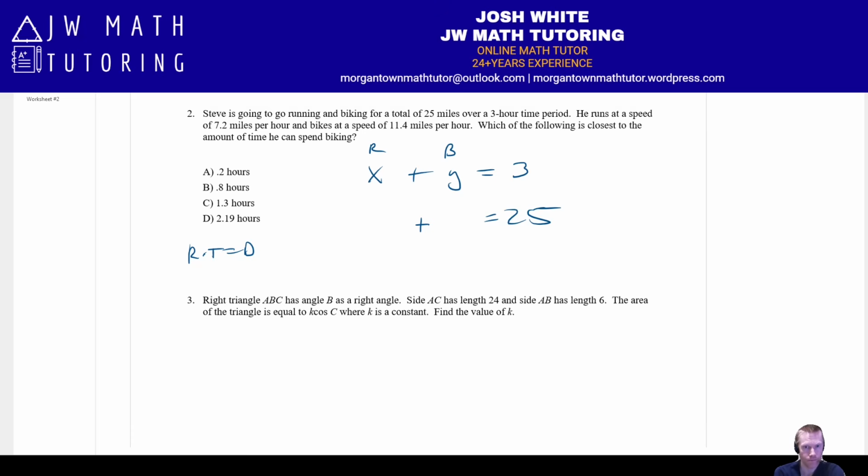Therefore, running 7.2 miles per hour times the amount of time spent running, which we've already said is x, plus 11.4 miles per hour multiplied by y, the amount of time spent biking, will together add up to 25, because these two expressions are both distances. All right, so now we can just go to Desmos, and basically just graph this out and see where they intersect to solve it.